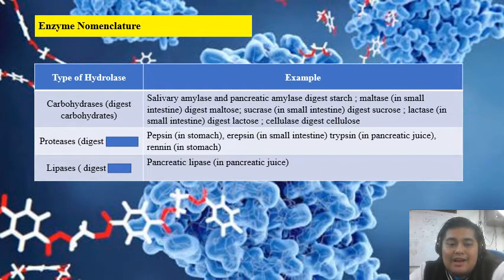Untuk protease pula, kalau carbohydrase untuk digest karbohidrat, protease untuk digest protein. Contohnya macam pepsin, erepsin, trypsin, and also rennin. Kalau tadi dah kita bincang pasal karbohidrat and protein, so lipase pula untuk digest lipid.